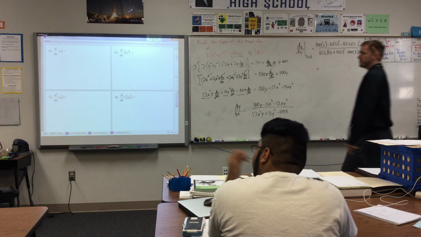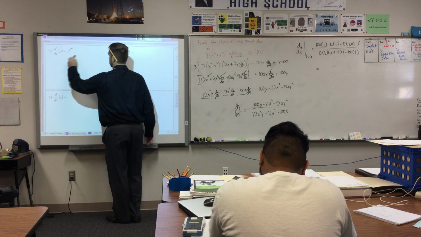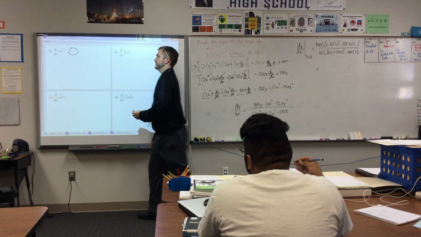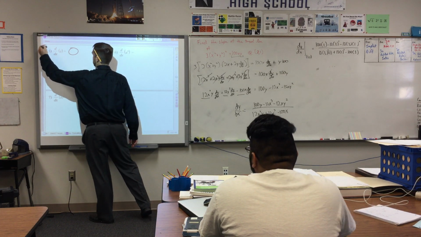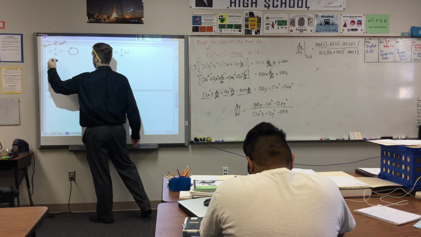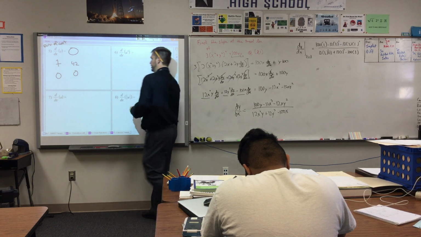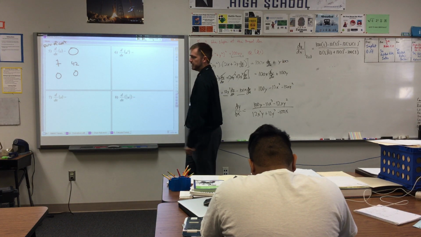Alright, what's the derivative of a constant, class? 0. That's the derivative of a constant. The derivative of 7 is 0. The derivative of 42 is 0. The derivative of any constant, negative 99, is 0.